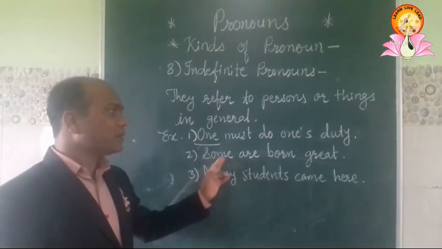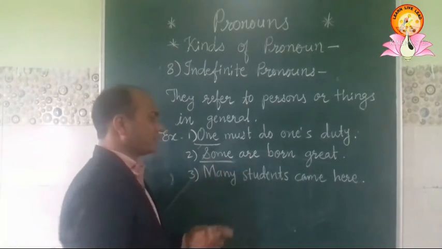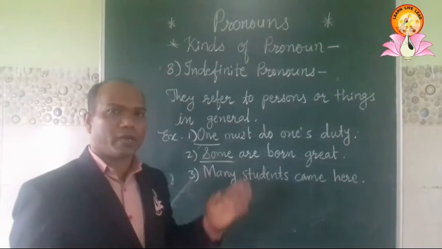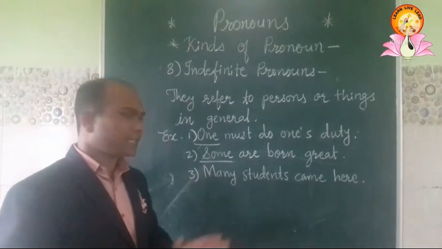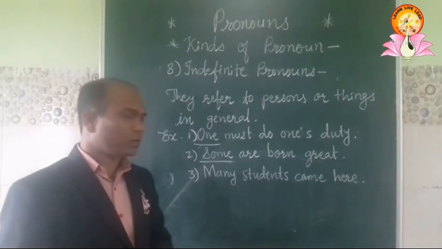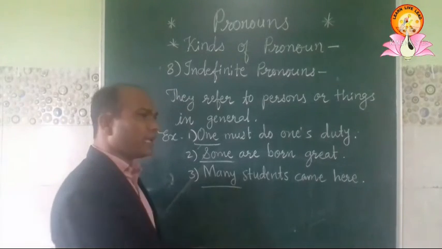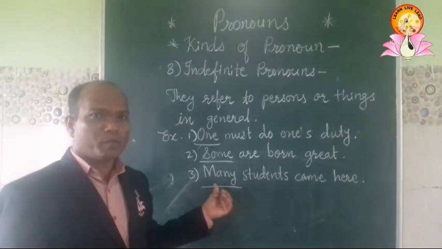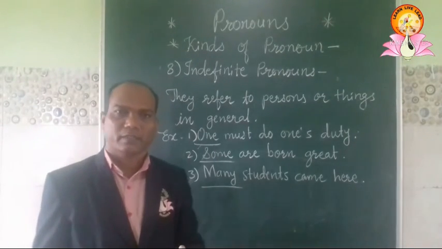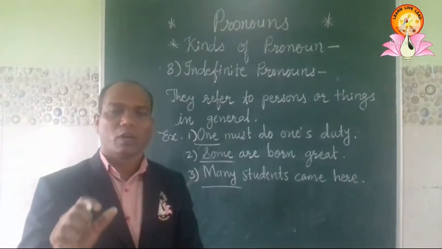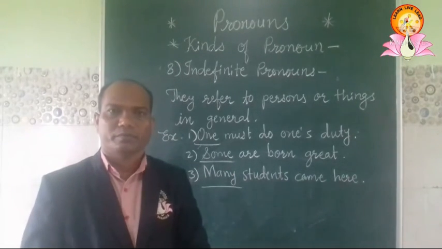Next example, some are born great. Here in this sentence, some is an indefinite pronoun. It refers to some, not a fixed number. That's why it is also an indefinite pronoun. The last example, many students came here. Here the word many is also an indefinite pronoun because how many students came is also not fixed. The particular number of students is not mentioned. That's why many is also an indefinite pronoun.